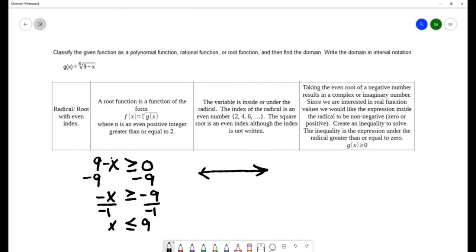On the number line, we would mark 9 with a closed circle, a filled-in circle, because we're going to include 9 in this set, and we want to shade all the values that are less than 9. So if we want to write that in interval notation, that will be negative infinity to 9 with a bracket on the 9. So that bracket has the same meaning as the filled-in circle. So we have negative infinity to 9, including 9, as the domain of this root function with an even index.